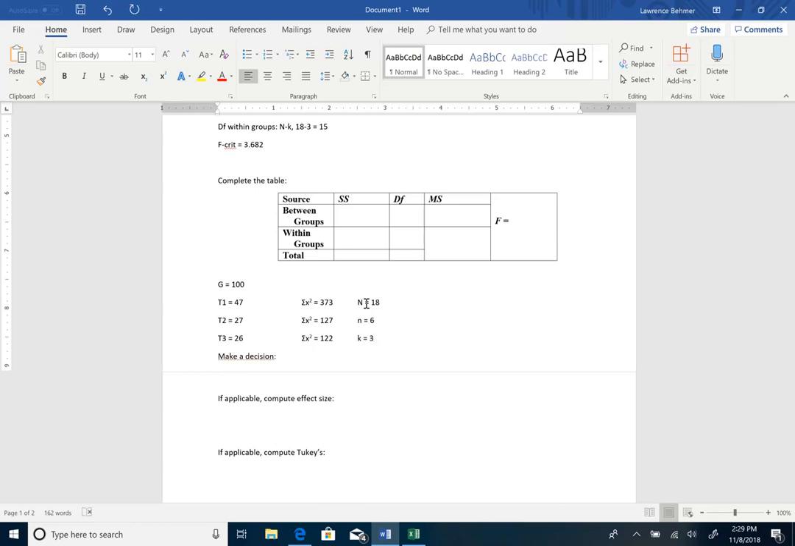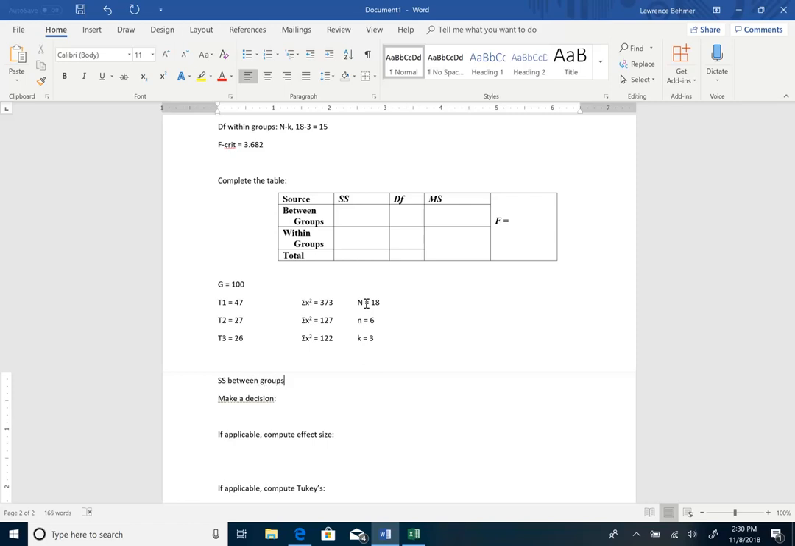So let's go ahead and do our between groups ANOVA first. And here, I definitely want you to write out the equation that you're using, right? Because this way I can look at it while I'm grading. And if you've made a mistake, I can identify where you've made the mistake. So we're going to compute the sum of squares for between groups.